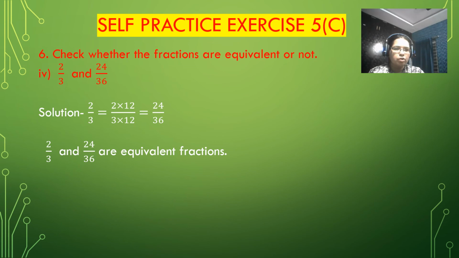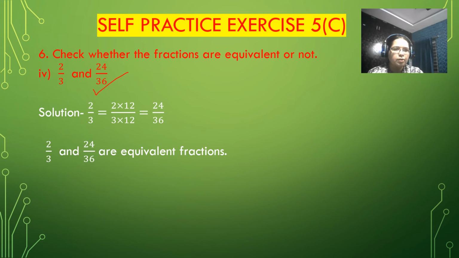Now we solve question number fourth bit. Fourth bit is 2 divided by 3 and 24 divided by 36. We have to check whether these two fractions are equivalent or not. 2 divided by 3 is equal to 24 divided by 36 if both fractions are equivalent.